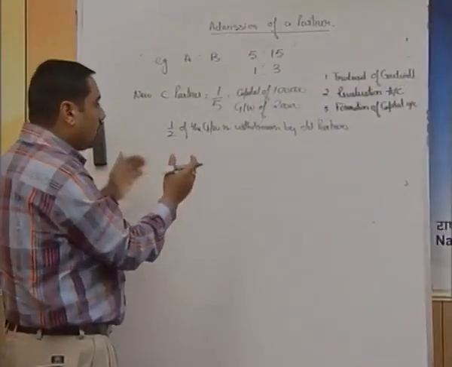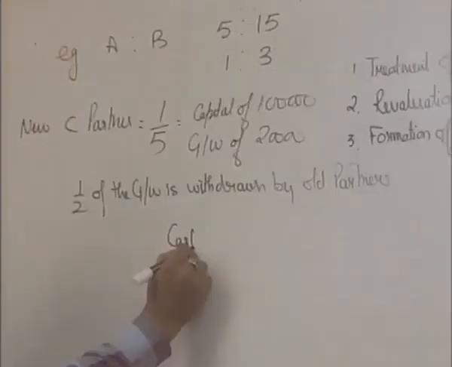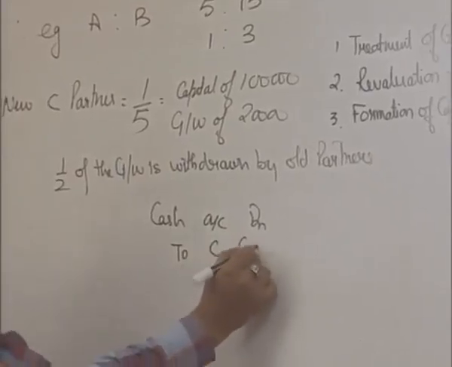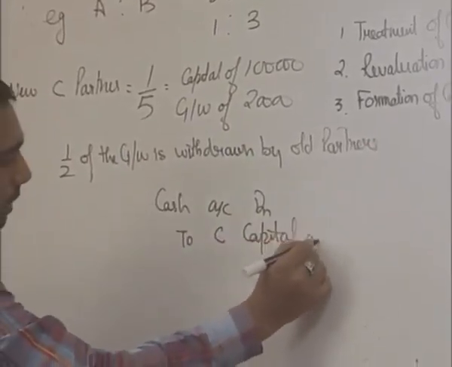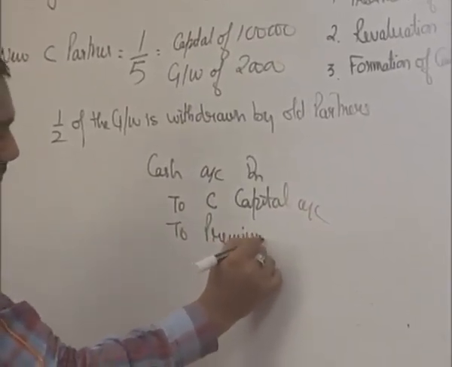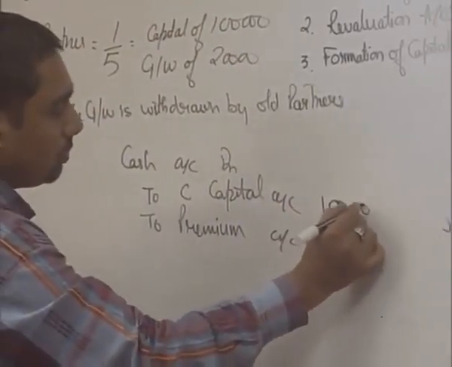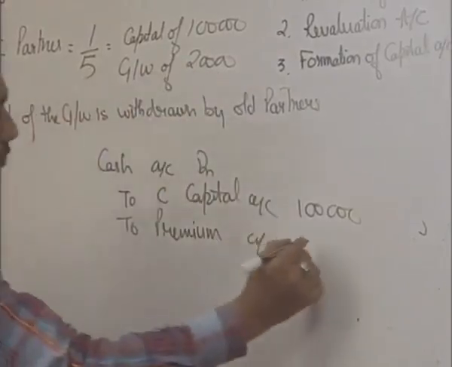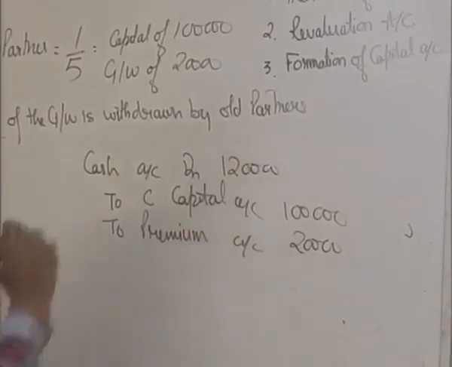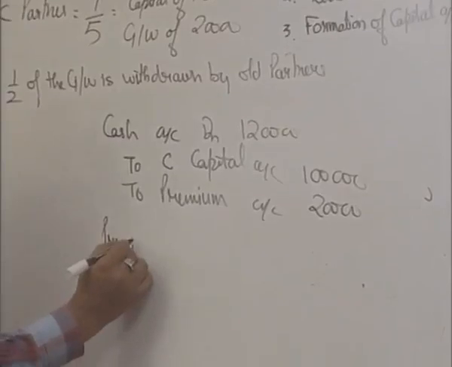If this is the case, then what entries are you going to pass in your books of accounts? The first entry is going to be cash account debit to C capital and to premium account. Capital brought by C is 1 lakh, given in the question. Premium brought by C is 20,000. So this total cash is 1,20,000. Once this premium is with us, distribute this amount among the partners.